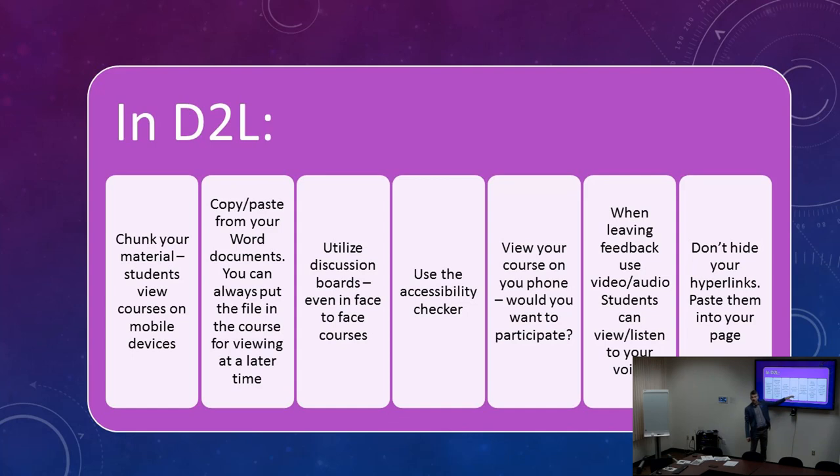There's a spot in D2L called the Accessibility Checker. Have you guys seen this? So utilize the Accessibility Checker. It's in your HTML editor. I'll show you where it is really quickly. So let's go to Universal Design. So I put together a resources page, which has links to all the stuff. So if I were to edit this, edit the HTML, then down here at the bottom under this eyeball, this is your accessibility checker, and it will tell you if you've formatted things correctly.